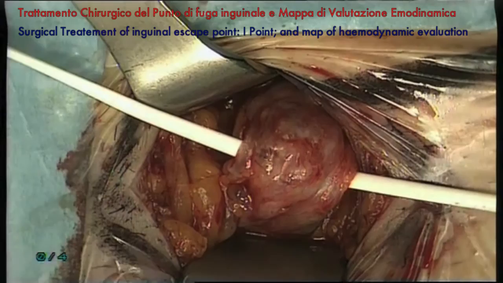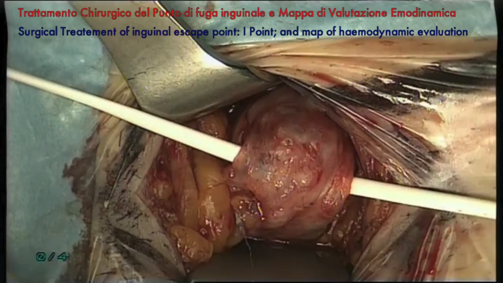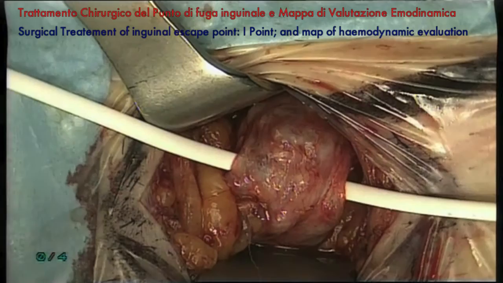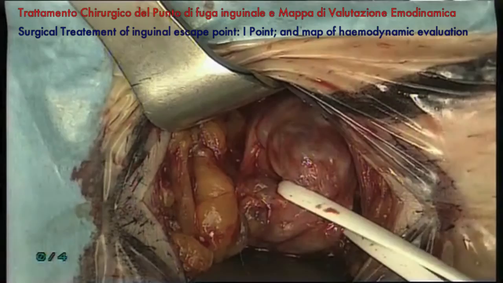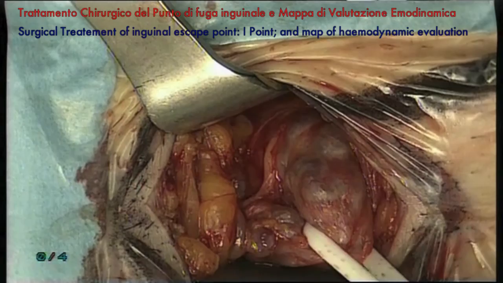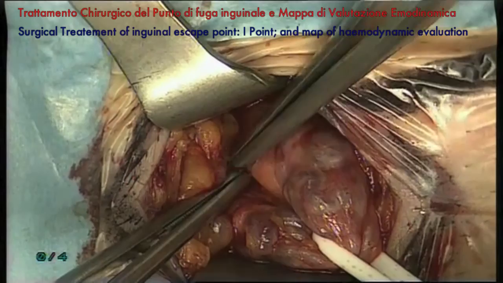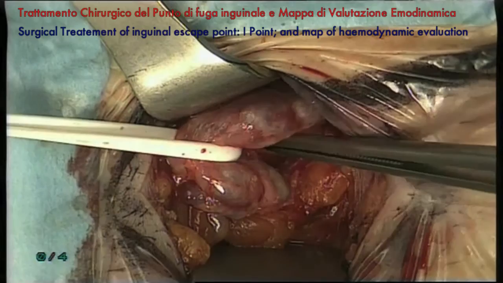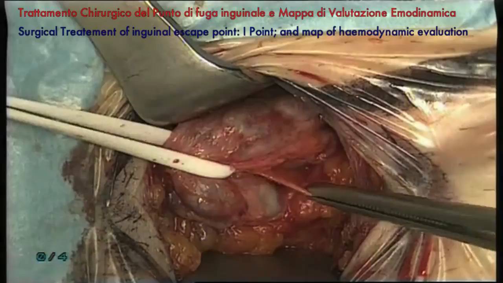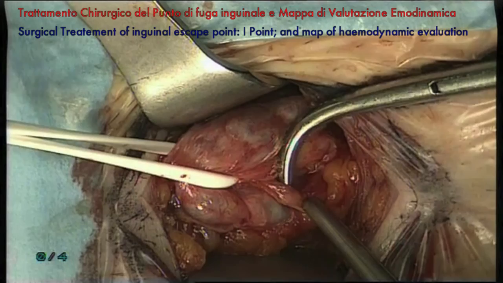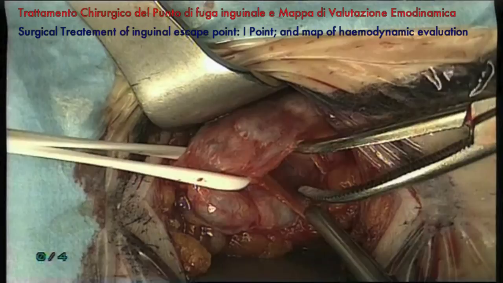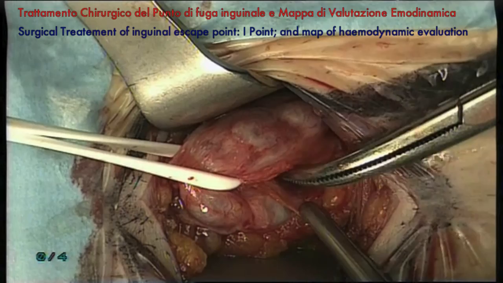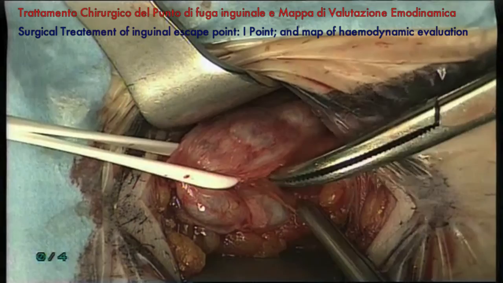This is the primary escape point of the relapse. Give a centimeter after. He is further isolating the plexus, thus preserving the structures which have nothing to do with veins.